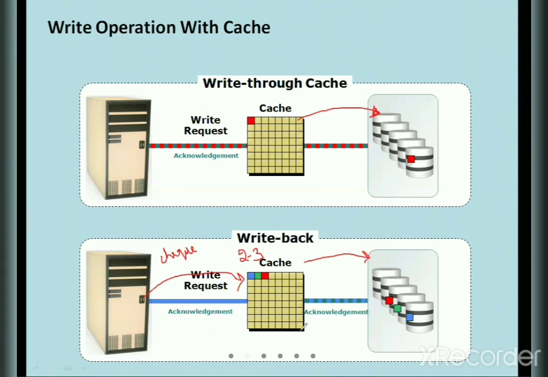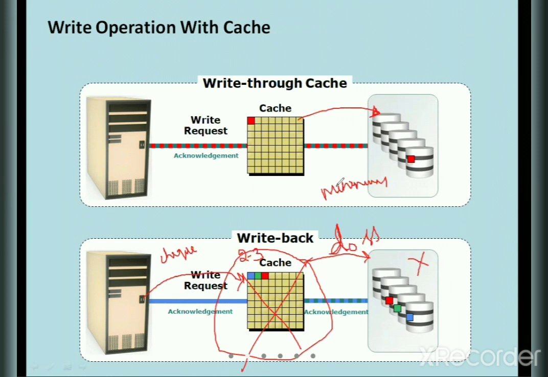In the meantime, if this cache fails, please remember, whatever data is available in the cache may not be written onto the physical disk. Here there is a huge loss of data, and here there is minimum risk, or minimum loss of data. So this is the advantage of having write operations with the write through cache and the write back cache.